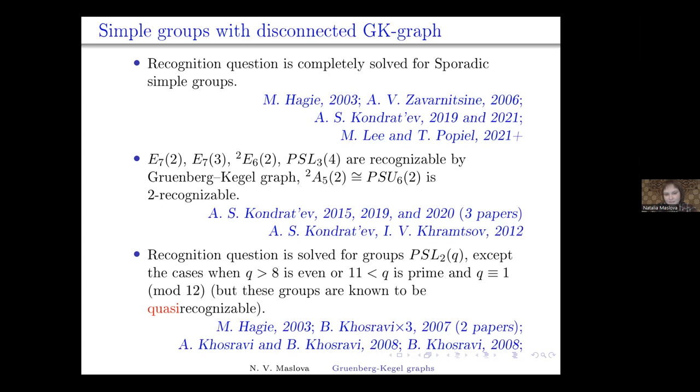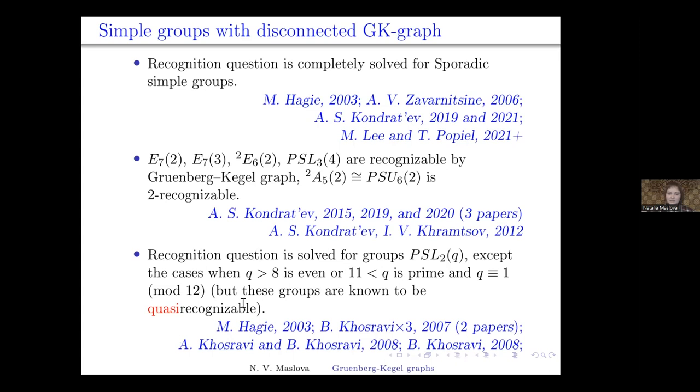And if you consider groups PSL2(q), then except for cases where q is even greater than 8 or is prime such that it's greater than 11 and equals 1 modulo 12, the recognition question for these groups has been solved. They are almost recognizable. And in this case, they are known to be quasi-recognizable.